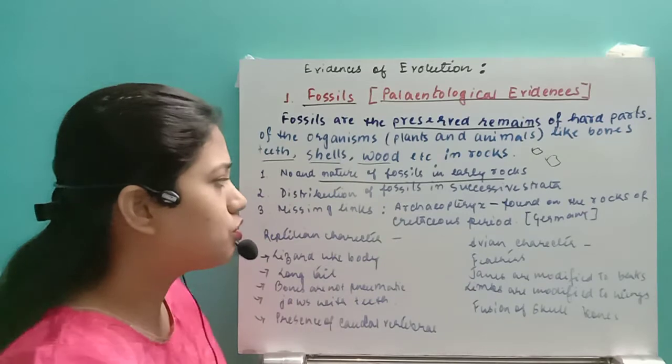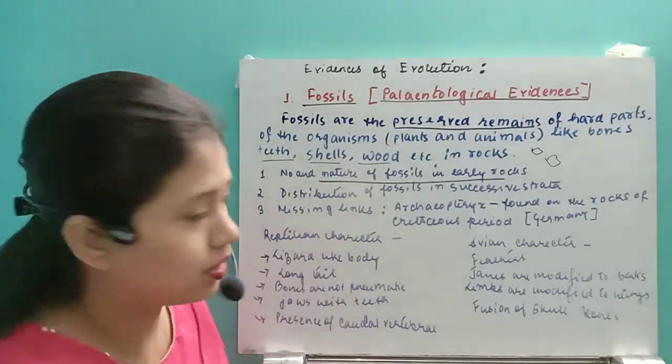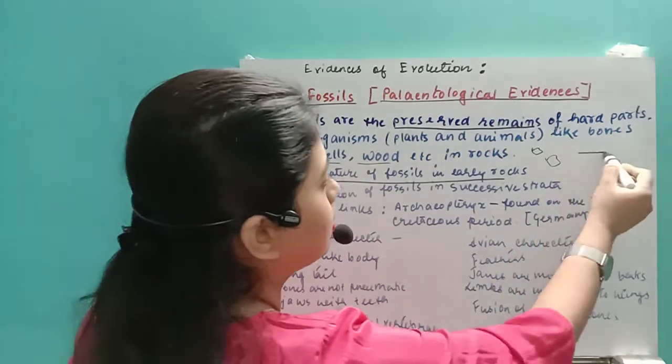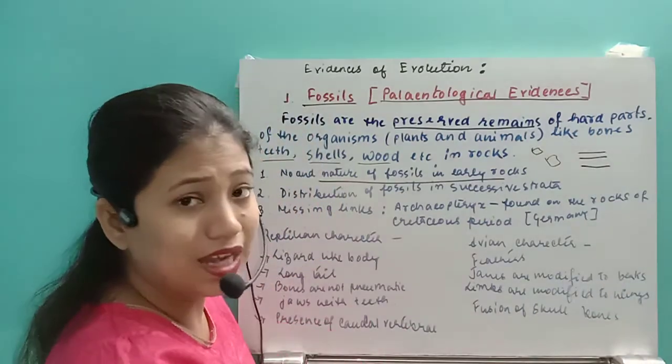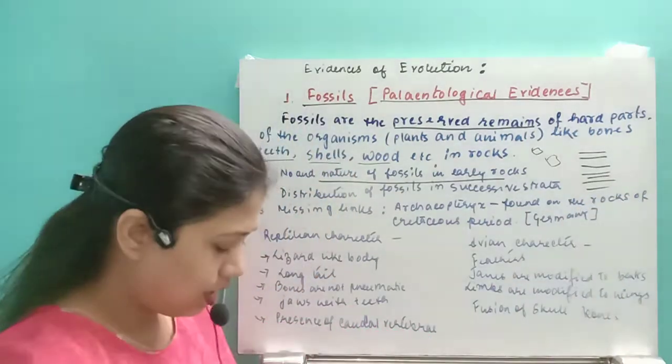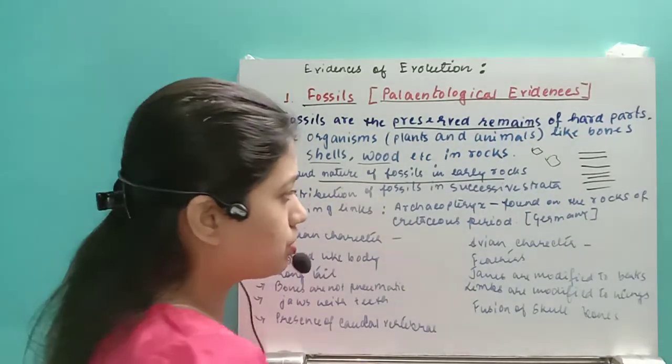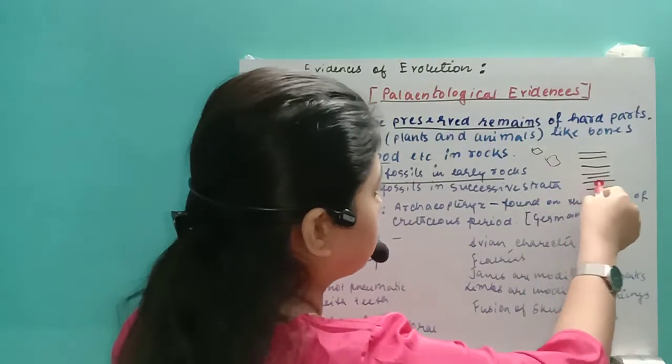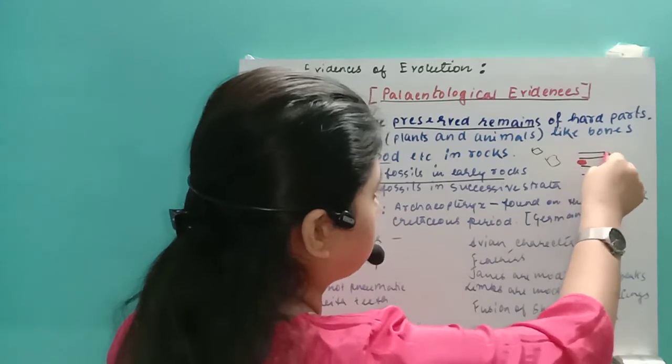Next one is the distribution of fossils in the successive strata. Suppose these are the different strata. Different strata means layers, different layers of the earth. Some of the fossils are found here, some are found here, and some are found here.